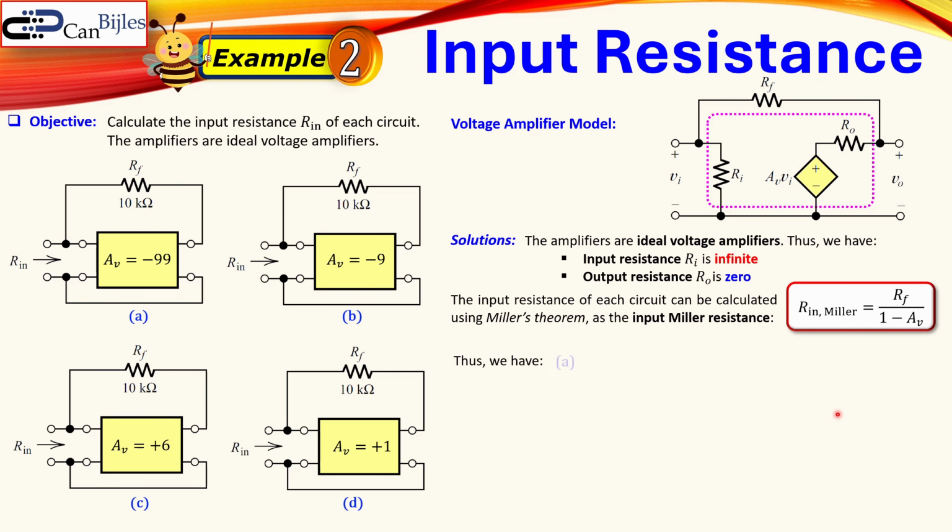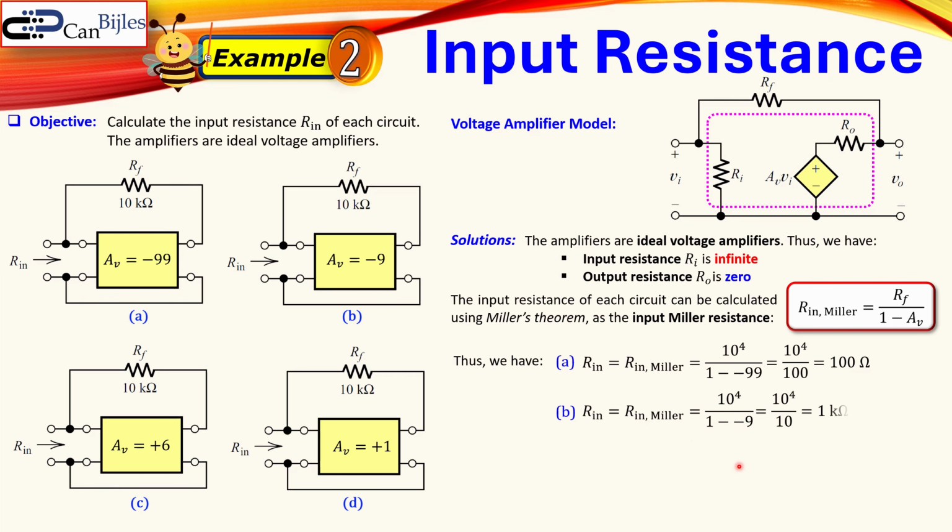Thus we have the following for situation A. So Rin Miller is these 10 kilo ohms divided by 1 minus minus 99, or you divide by 100. So you transform your 10 kilo ohm resistor into a resistor between these two nodes of 100 ohms. So you go down by a factor of 100. What happens in situation B? Well, the gain is minus 9, so you have 1 minus minus 9, which is a plus 10 in total. So you go down from 10 kilo ohms to 1 kilo ohm, 10 times smaller.